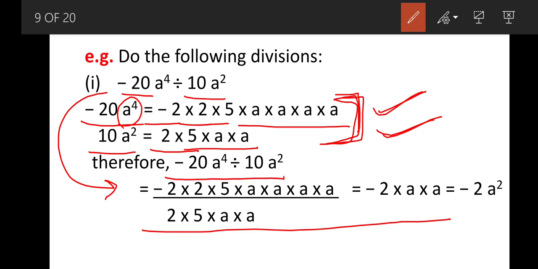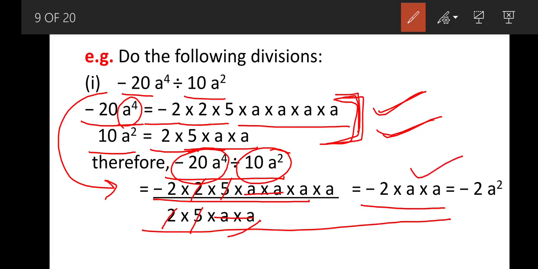Now you are supposed to write the factors of this first term in the numerator, divided by the factors of this 10a square in the denominator. Now I need to divide. Now how will you divide? This 2 will get cancelled out with this 2. 5 will get cancelled out with this 5. A square will get cancelled out with this a square. What you are left with now? Minus 2a square. This is what I have written here. Minus 2a square. That will be your answer.